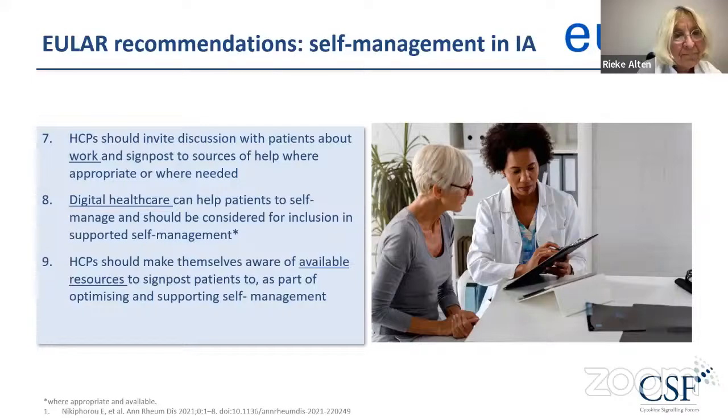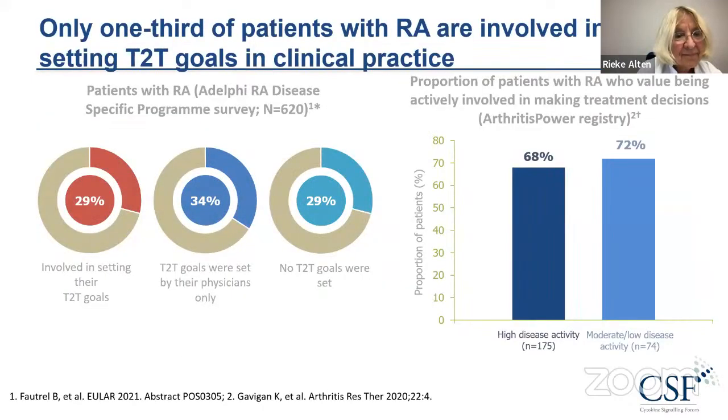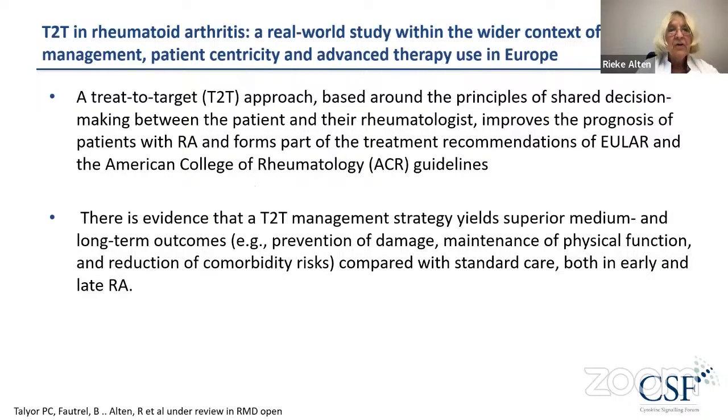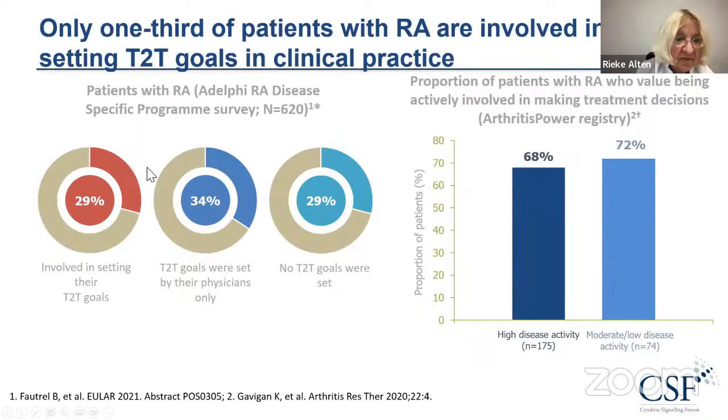Next one. So these are the data of a recent study. Or can we go back one slide, please, for the treat-to-target approach of a recent study, which is under review now. In the real world, thank you very much, only one third of patients with rheumatoid arthritis are involved in setting the treat-to-target goals in clinical practice. This is part of a survey which we did together with other colleagues. And especially patients with high and moderate disease activity are not really involved in setting the treat-to-target goals in clinical practice, what we saw in this study. Next, please.